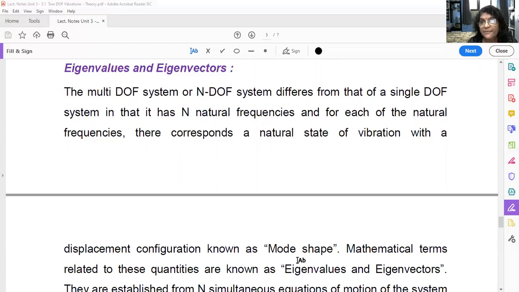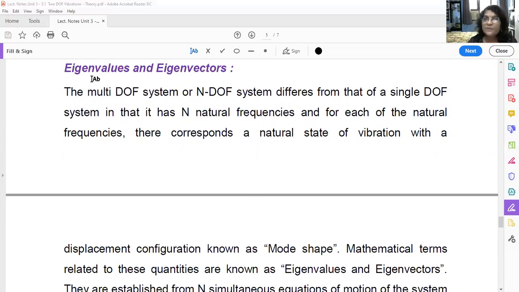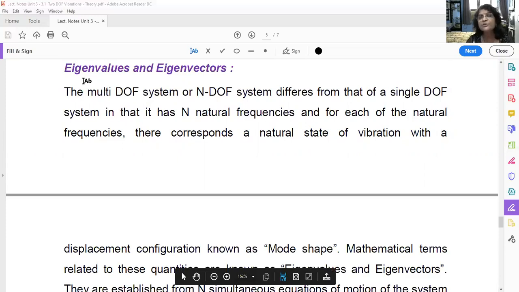So the mathematical term for mode shape is eigenvector, because it is related to direction. In what direction your system is vibrating, that is known as an eigenvector. And the natural frequency of the system is known as an eigenvalue because it gives you the magnitude value: 30 radian per second, 50 radian per second, etc.